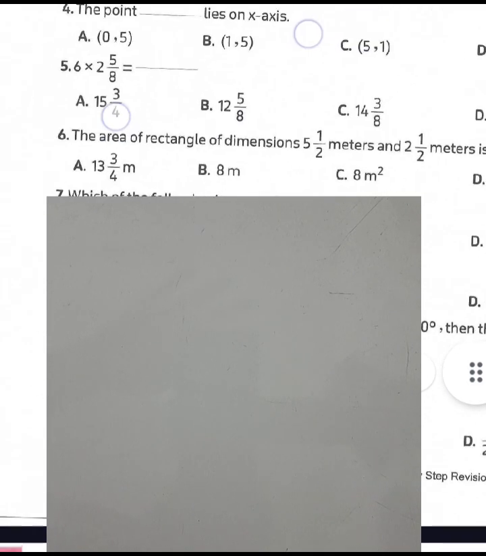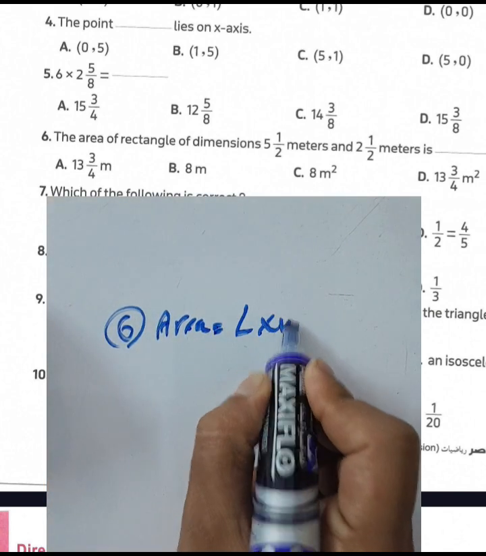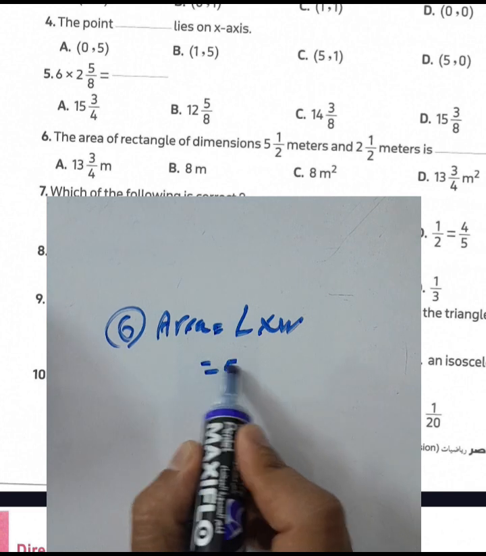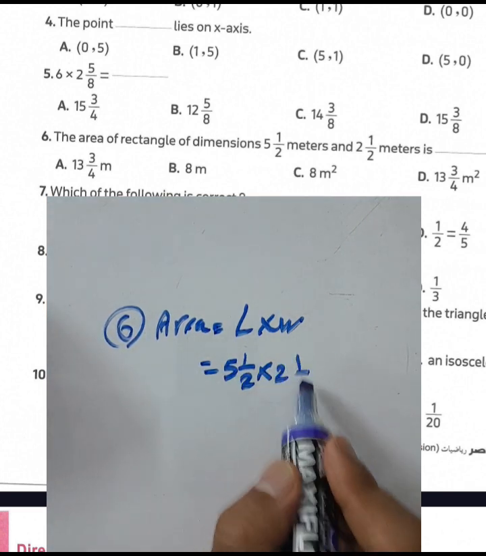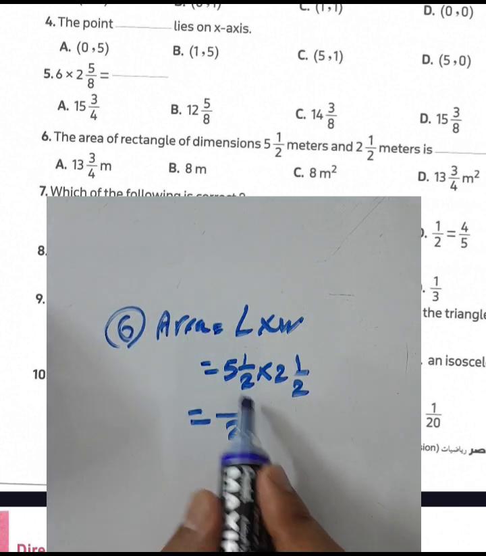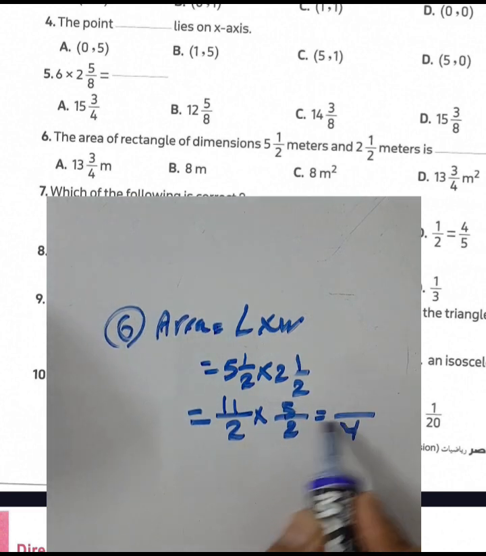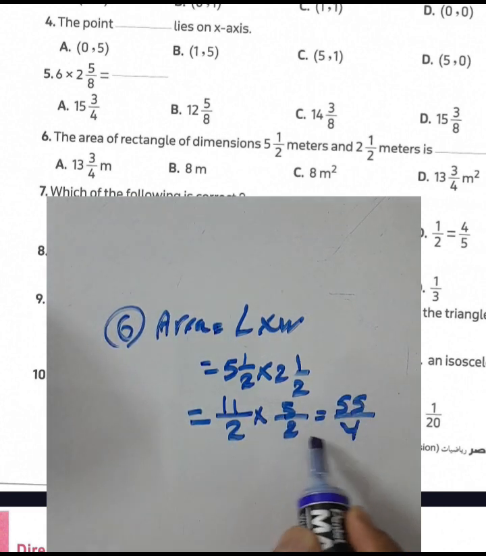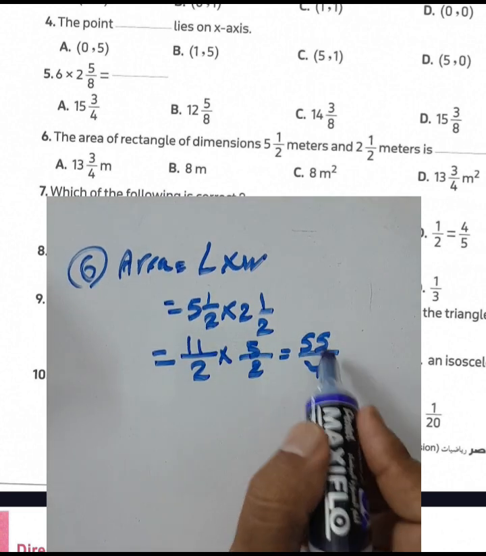Next question. The area of a rectangle of dimensions 5 and a half by 2 and a half. We can find the area equals length times width. The length here 5 and a half multiplied by width 2 and a half. We can write 2 in the denominator. 2 times 5 equals 10 plus 1 equals 11. 2 times 2 equals 4 plus 1 equals 5. 2 times 2 equals 4. 5 times 11 is 55. And then you can simplify this fraction by converting from improper to mixed number.